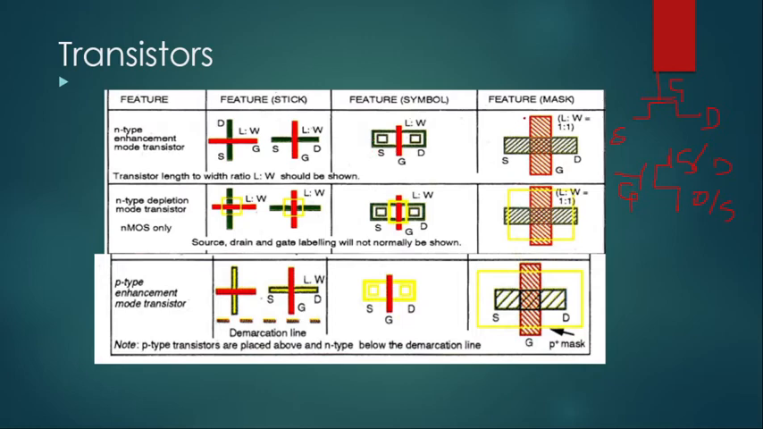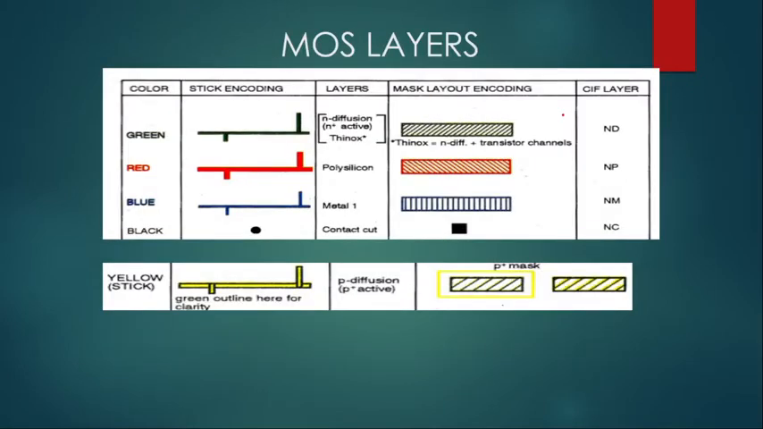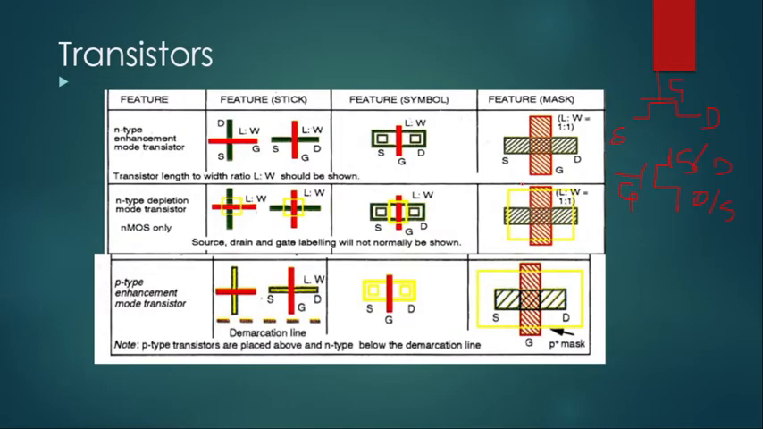Here if you see from the previous slide, if you remember, for making the layout you have N diffusion. For NMOS you are using these two layers, this N diffusion and polysilicon. So here also N diffusion and polysilicon is being used. So polysilicon means right aligned, N diffusion means left aligned. These two are showing your NMOS transistor, that is enhancement type.